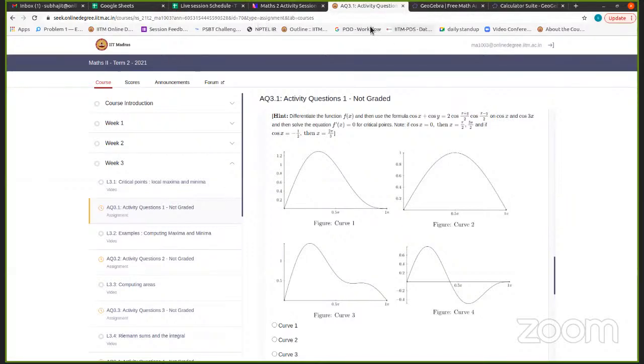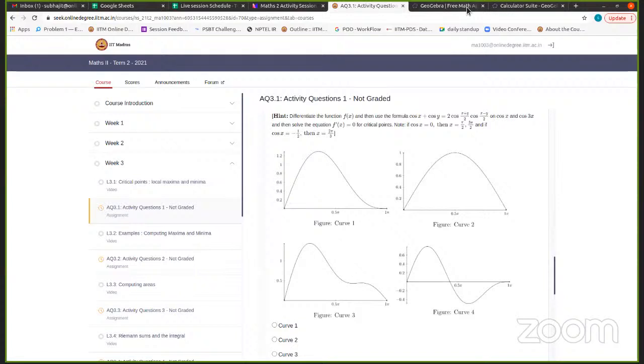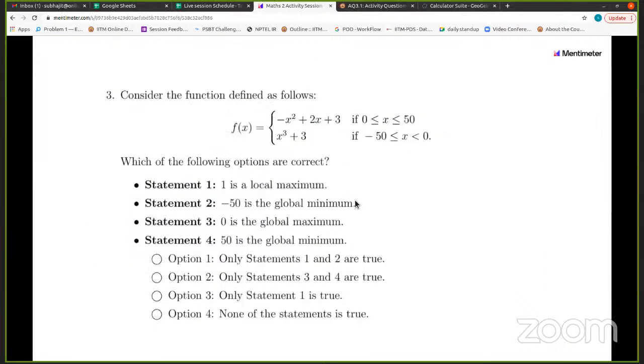Sir, in the 3.1, in that same question, I got that n is a local minimum. I got that part. But how it is becoming a global minimum, I mean, it is given, but I cannot conclude that by deduction or something. I cannot conclude.